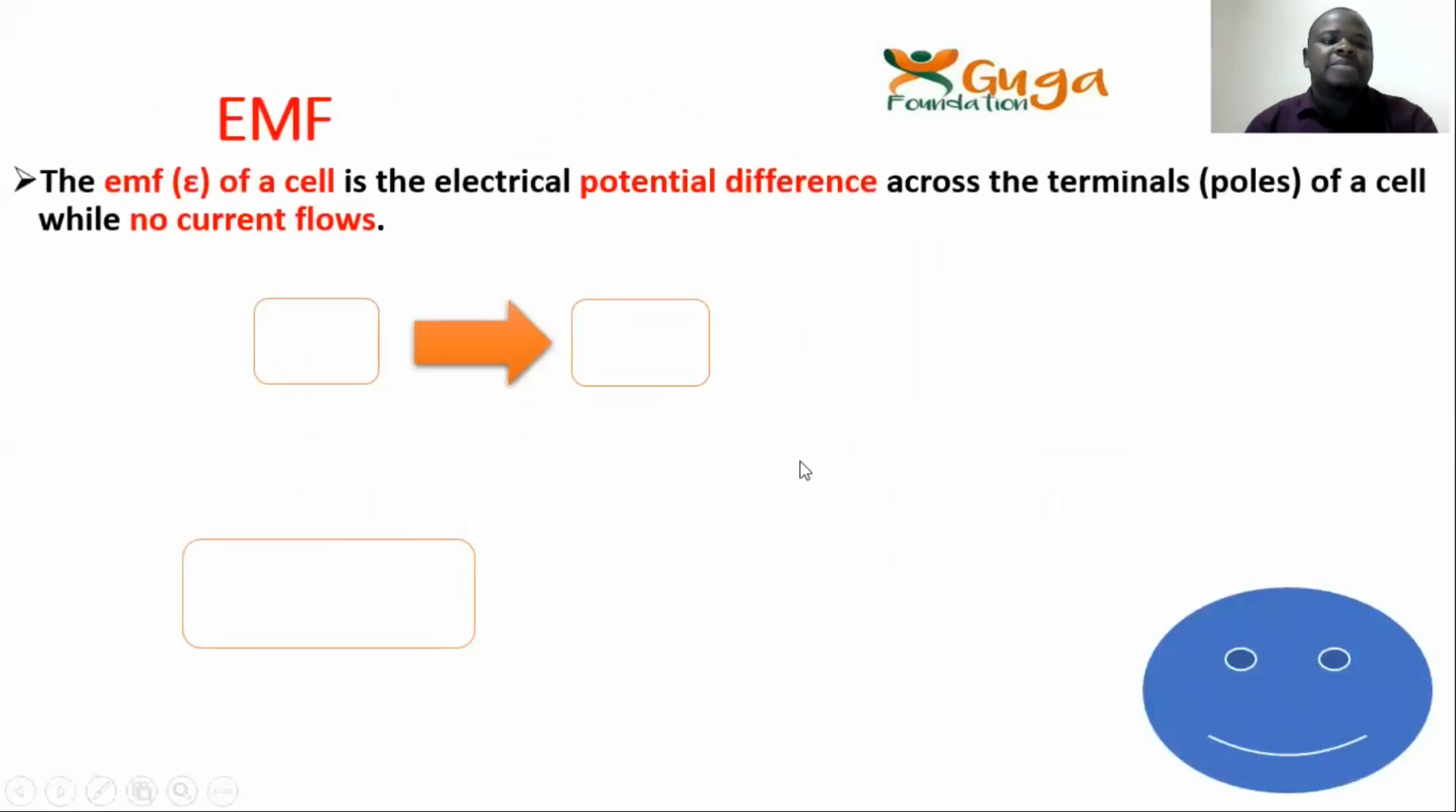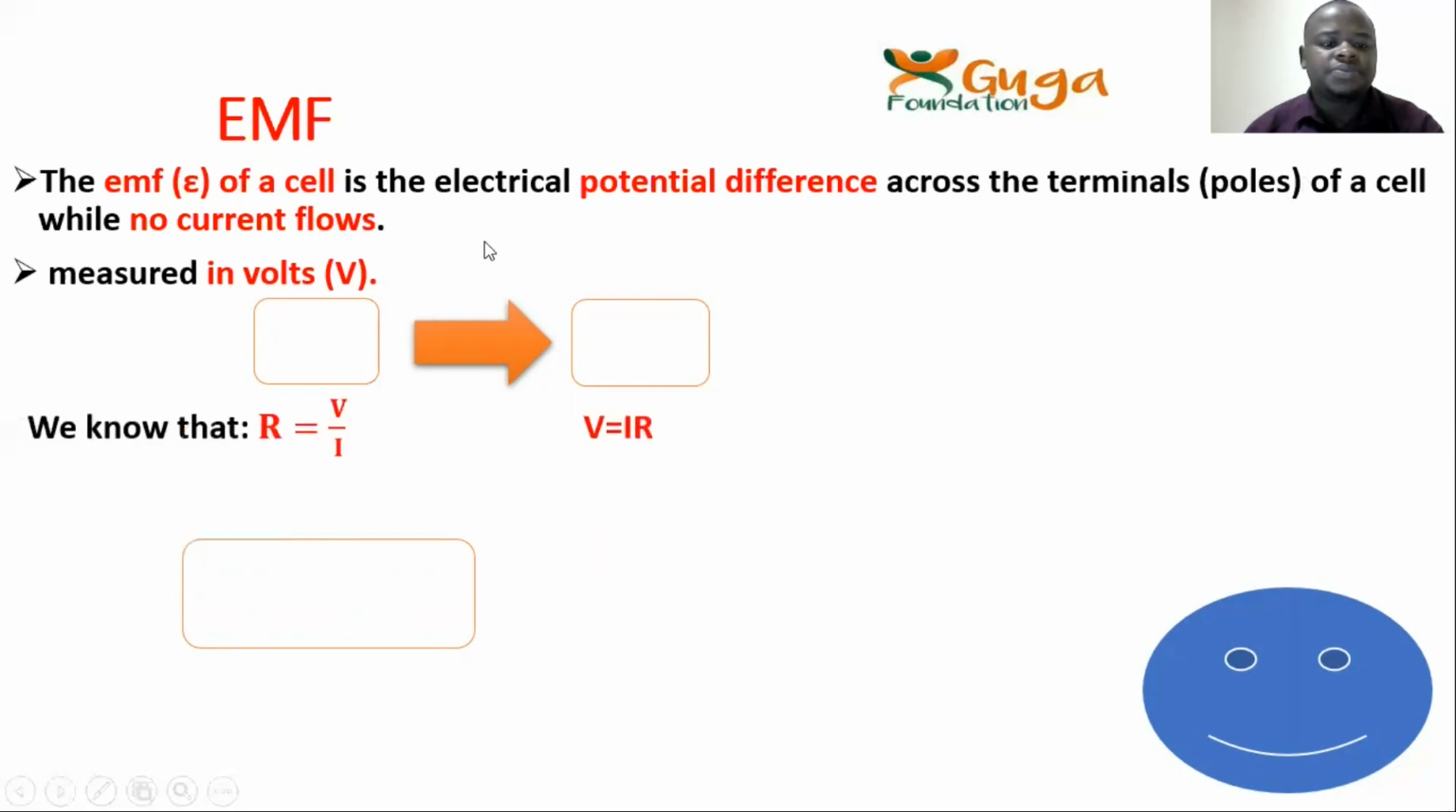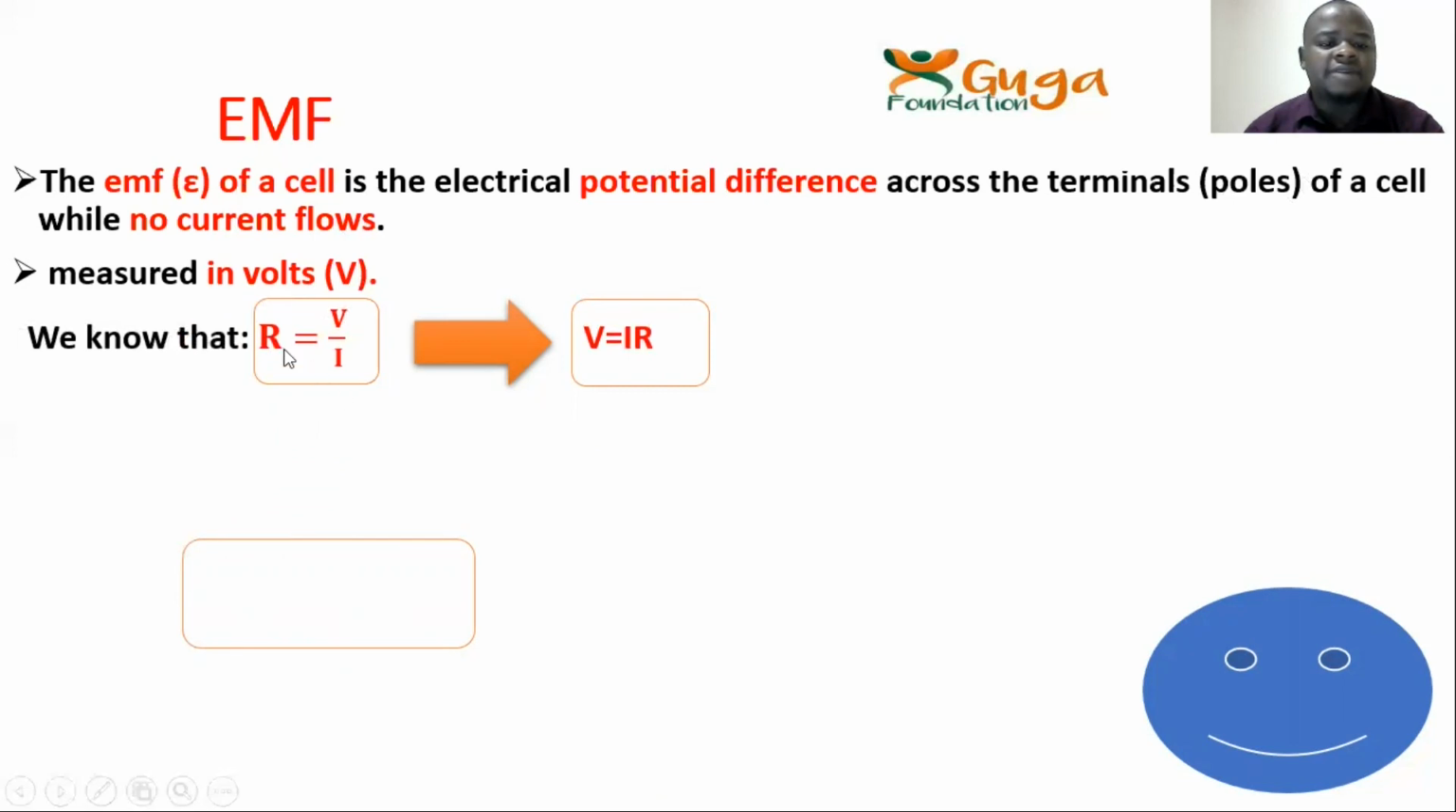Now let's look at the EMF of the cell. It is the electrical potential difference across the terminals or poles of a cell when no current flows, when the current is not flowing. In other words, when the switch is open. It's also measured in volts. We know that R is equal to V over I from Ohm's law. So we can rearrange this and get V is equal to IR. So it means that the EMF now is equal to V terminal or V external plus V internal, right? Voltage inside the battery, or lost volts.